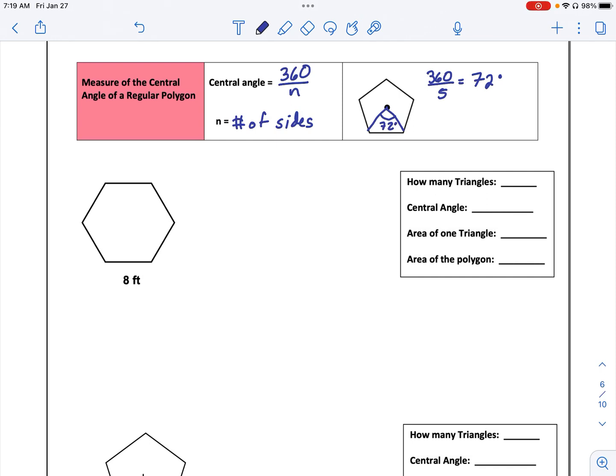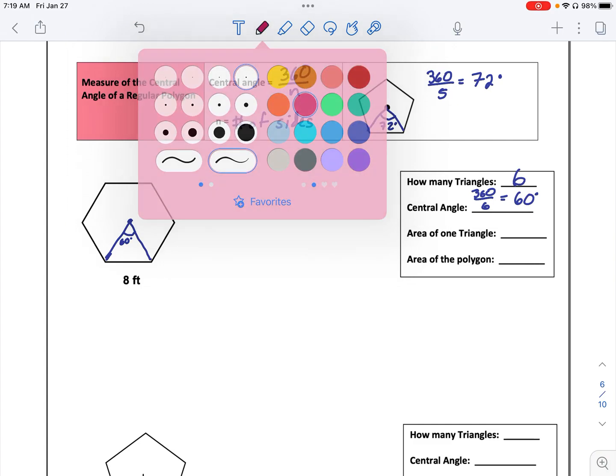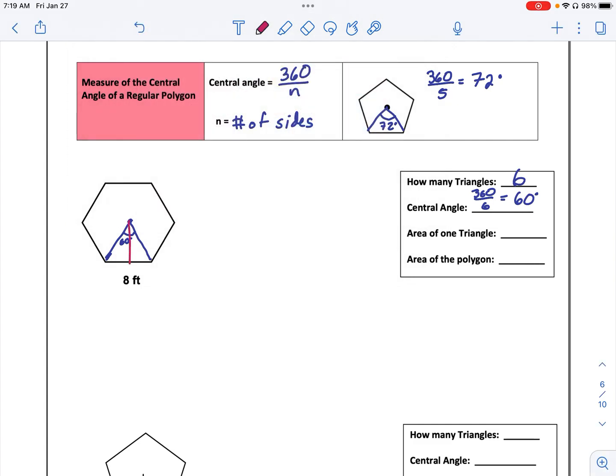So this one has 6 sides, so we've got 6 triangles, and the central angle would be 360 divided by 6, which gives me 60 degrees. So I know if I were to draw a triangle, the whole thing would be 60 degrees. However, I need to find the height of this triangle. I need to find this piece. So this is not 60 degrees. So what we're going to do is take 60 divided by 2, which gives me 30 degrees. So this is actually 30 degrees.